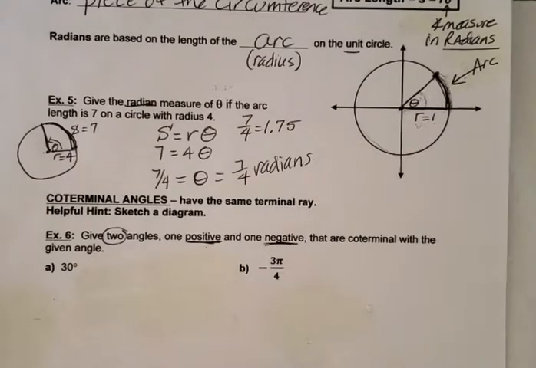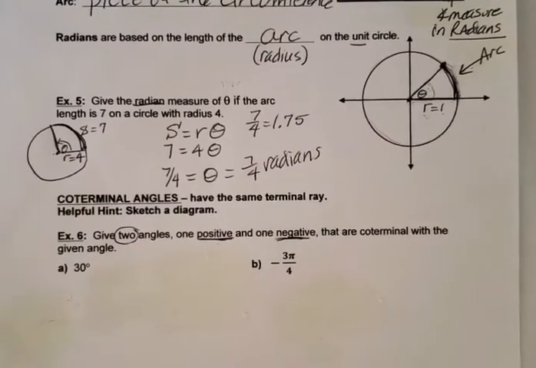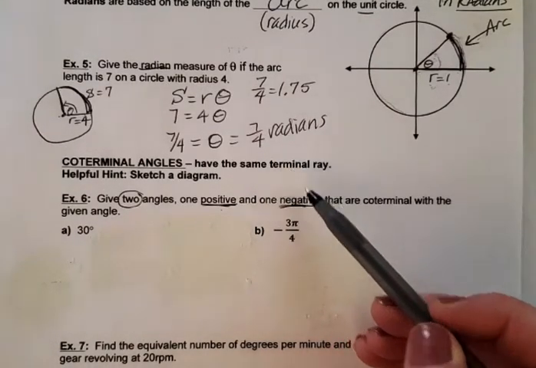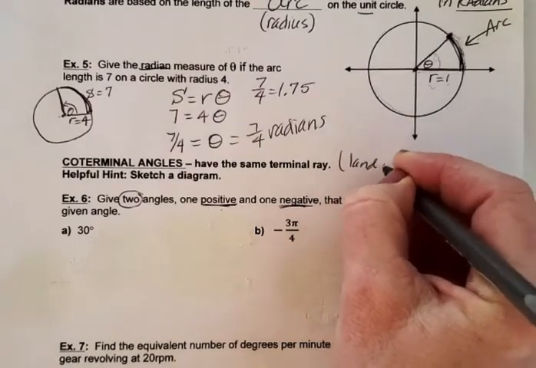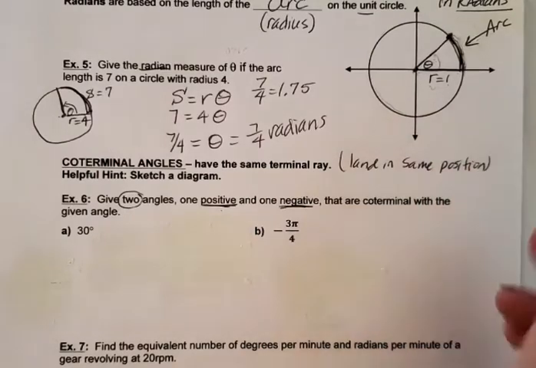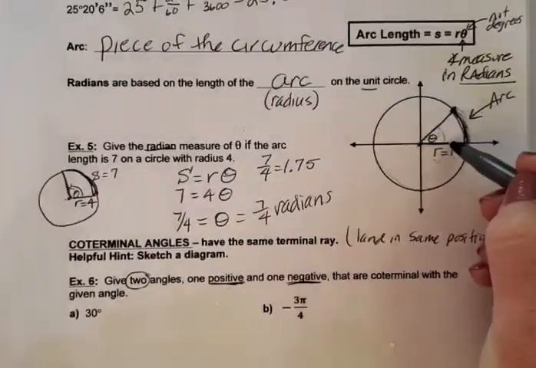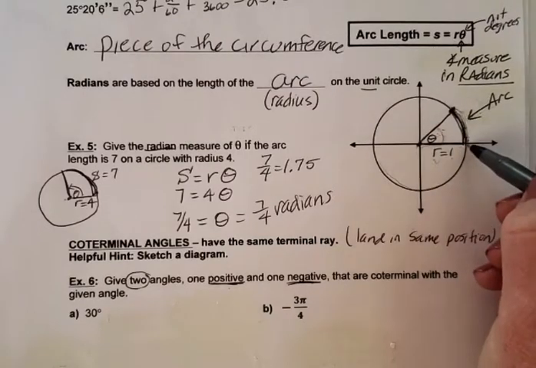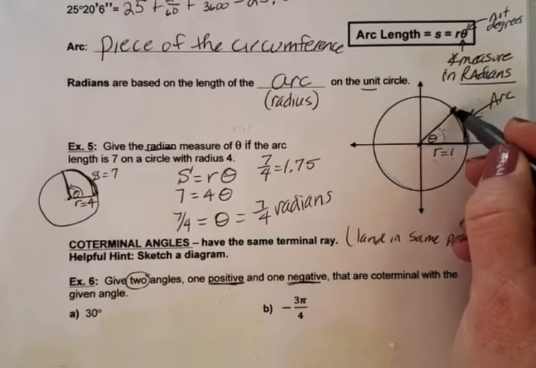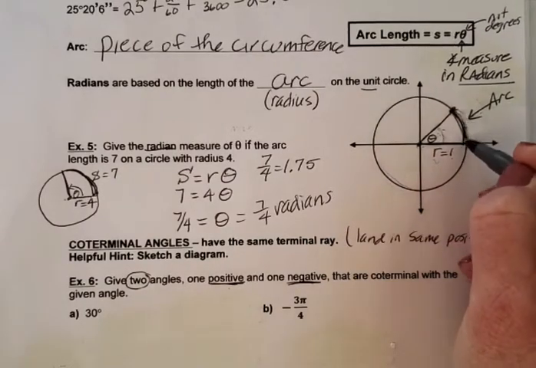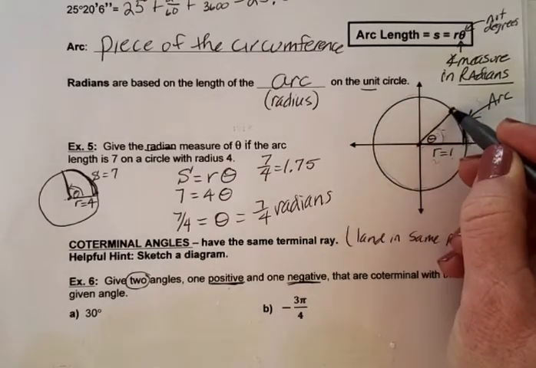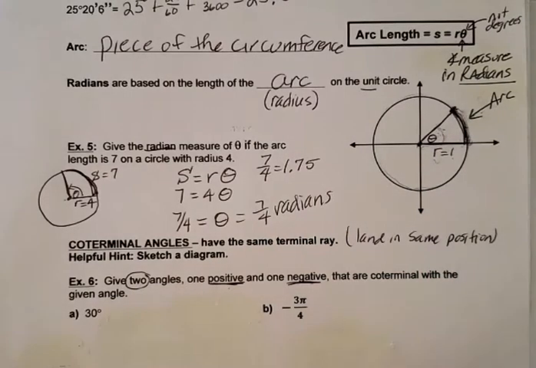Okay, before we do example 6, let's first explain what coterminal angles are. Coterminal angles are angles that have the same terminal ray, or you can say they land in the same position. So let's take a look at what I have drawn above here for this diagram. Let's say this is a 60-degree rotation from here to here. That'll land me right here in this spot. 60 degrees lands me here, positive 60 degrees, but so does negative 300 degrees land me in the same spot. So that means that 60 degrees is coterminal with negative 300.